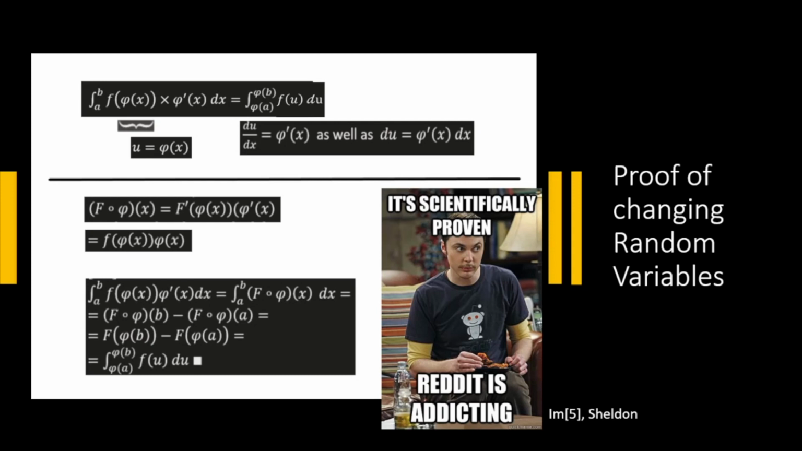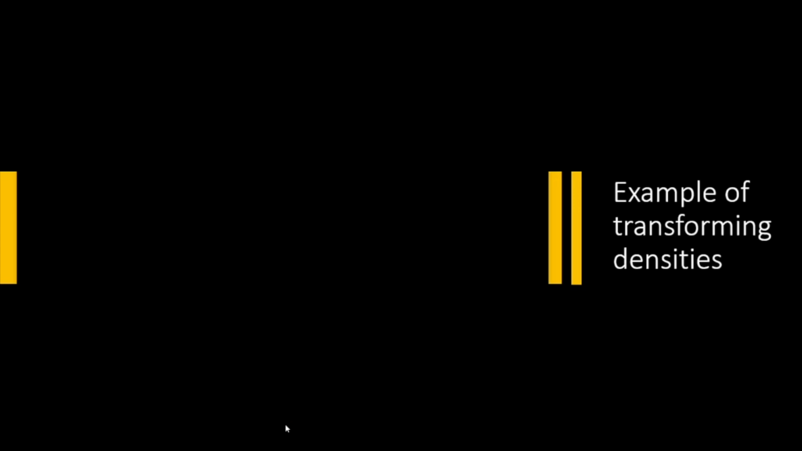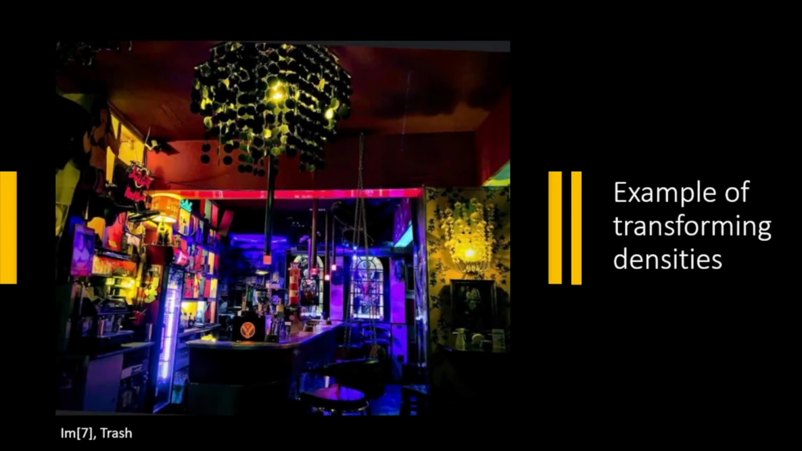But we need to add that the restriction from earlier on the functions we are allowed to use now implies that phi of x equals u is strictly monotonic. So for increasing x, also phi of x is always increasing. So now let's apply that onto a serious problem, and we're back in the bar.